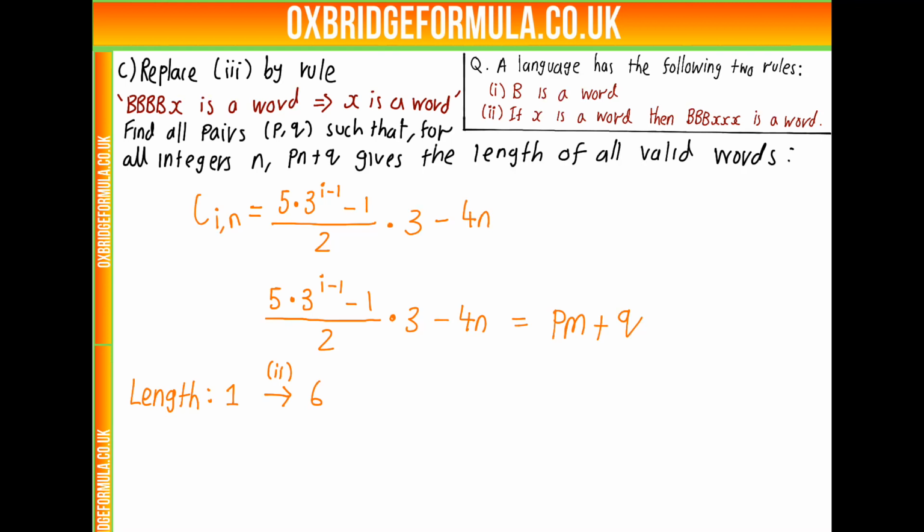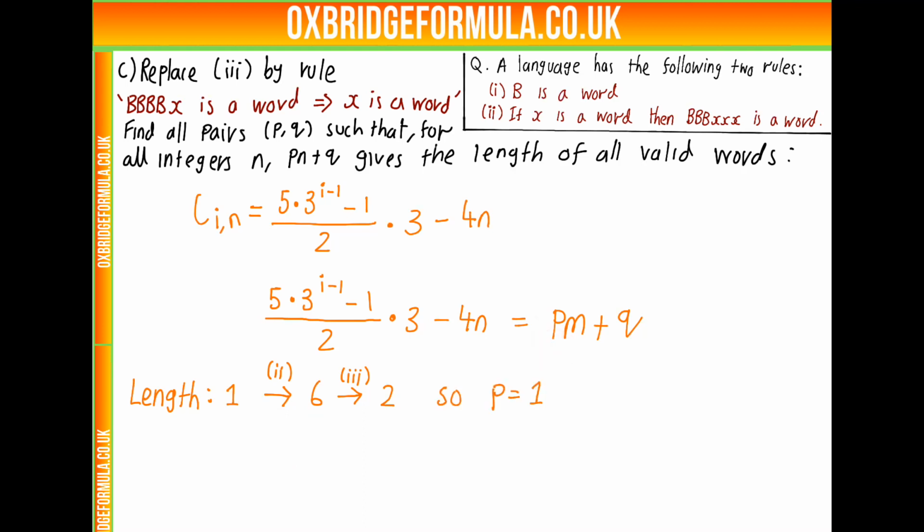And if we apply rule 2, we get a word of length 6. And then let's try and decrease it. So if we apply rule 3, we get a word of length 2. So this tells us a lot about P and Q actually, because it tells us that if we've got a word of length 1 and a word of length 2, if the difference between two valid words is 1, P has to be 1 for this to work.